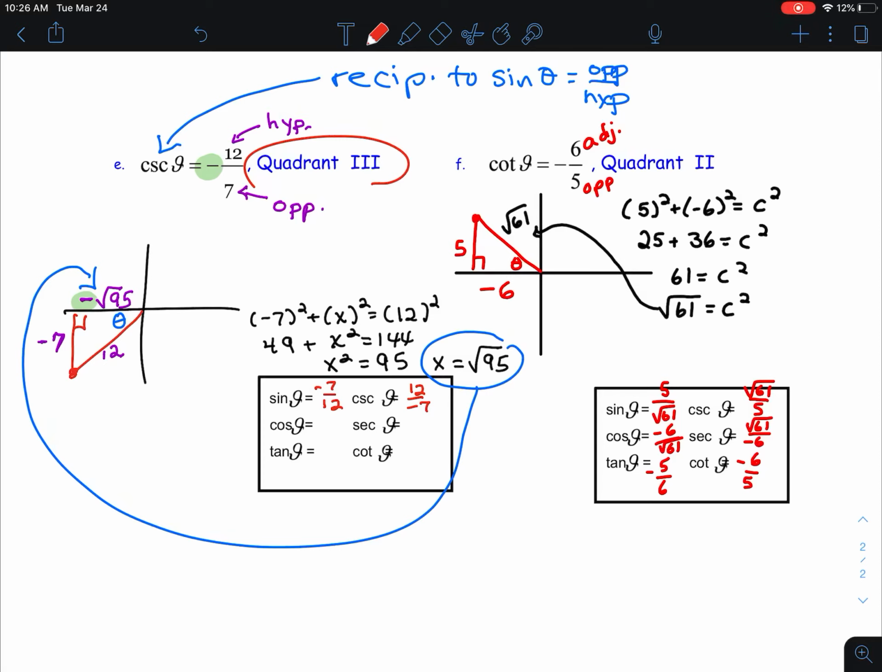Okay, I hope that this makes sense. If you have questions, please just let me know. Let's see here, tangent, that's opposite over adjacent. Looks like that should not be negative because it would be 2 negatives there. Okay, opposite over adjacent. Yep, okay.